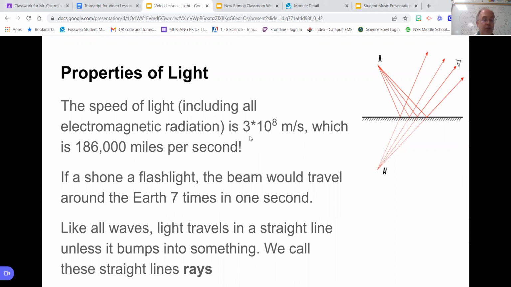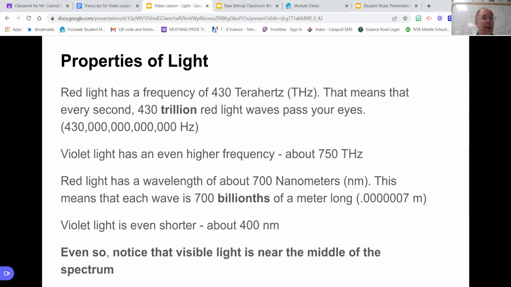Like all waves, light travels in a straight line unless it bumps into something. We call the lines that light travels along rays. Remember that in math, a ray is a line that starts at a point but doesn't end. So the other end is an arrow.